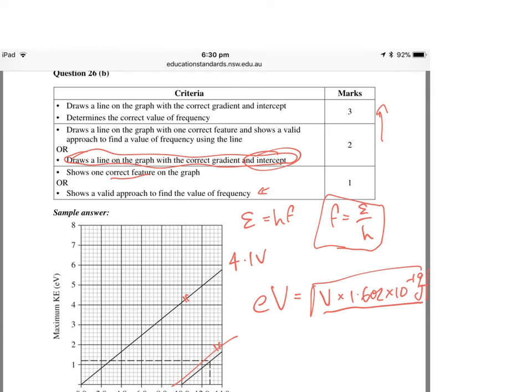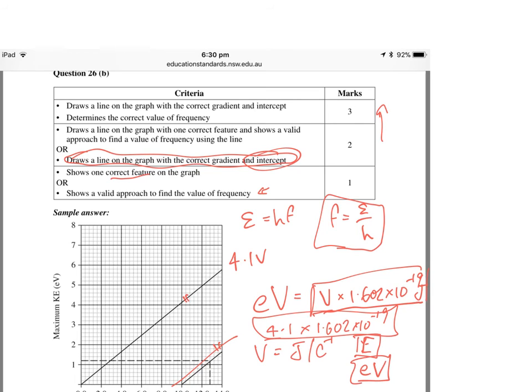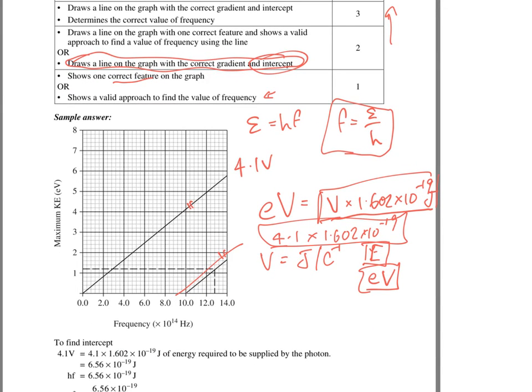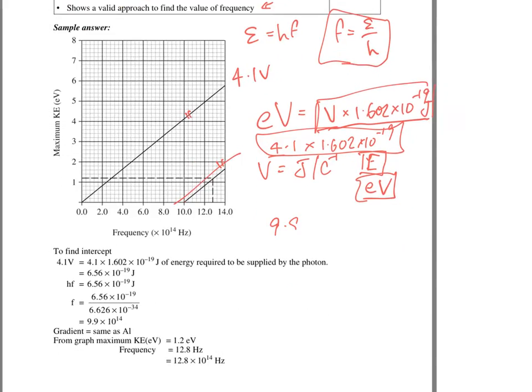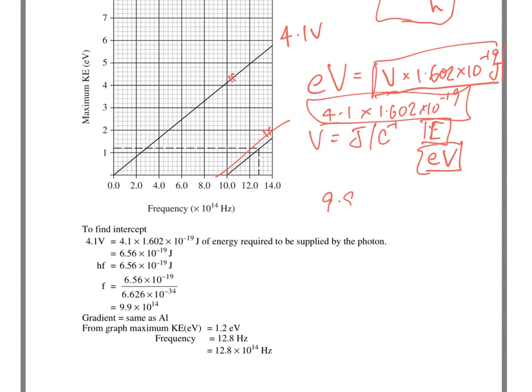Okay, so it's a very small amount. Normally a volt is a joules for a coulomb of charge. We're using just the charge on 1 electron. So we multiply the voltage we're given, 4.1 times 1.62 times 10 to the minus 19. And that'll give us a value for energy in electron volts. And that's what we needed. The frequency that we wanted the intercept for, which turned out to be 9.9. And you can see the calculation there that the Board of Studies has supplied.